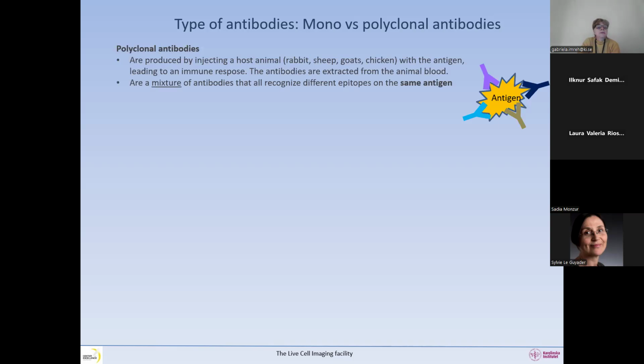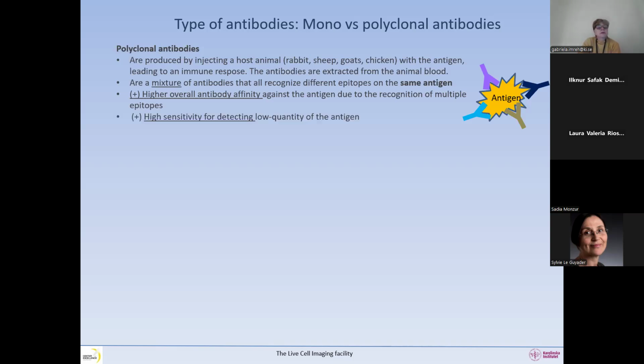from the animal blood. In this mixture, we have antibodies which will all recognize different epitopes, but on the same antigen, which gives some advantages because we will have a higher overall antibody affinity against the antigen due to the recognition of multiple epitopes. We'll also have a higher sensitivity of detecting low quantities of the antigen, but also a higher chance for cross-reactivity and a relatively high batch-to-batch variability.